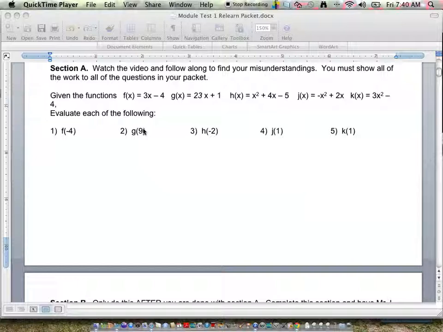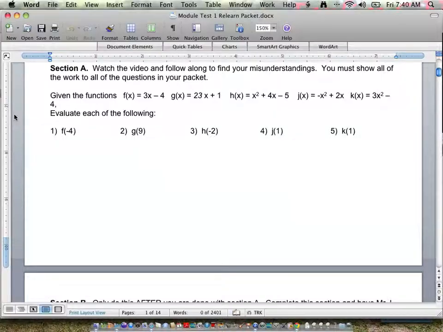Here's the first section. As I look through these questions, what we're really talking about here is if you understand input and output. Okay, so the first function is f of x equals 3x minus 4.